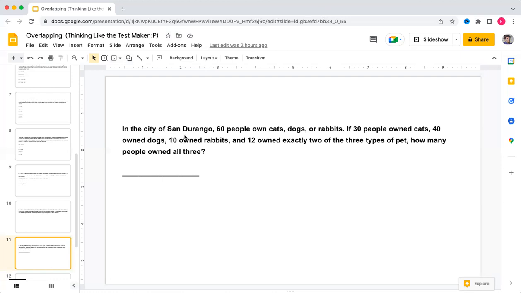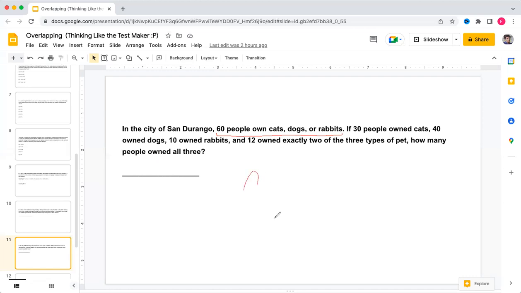In a city, 60 people own cats, dogs, or rabbits, right? So this means all of the 60 own either cats, dogs, or rabbits. There is no none case, right? So none is 0. If 30 people own cats, 40 people own dogs, and 10 own rabbits, and 12 own exactly 2 of these types of pets, how many people own all 3?